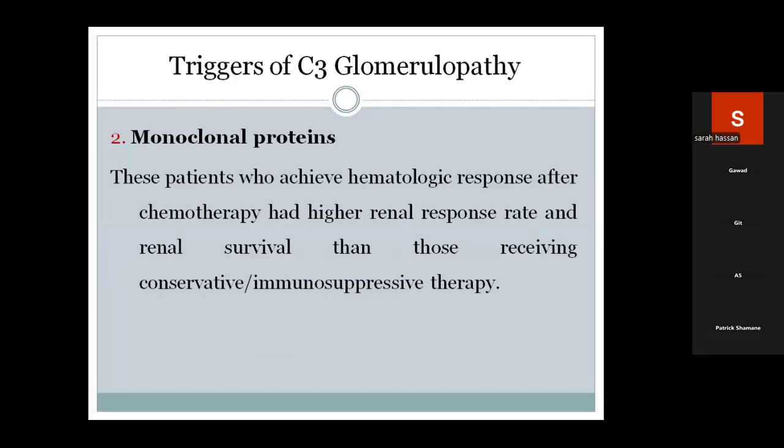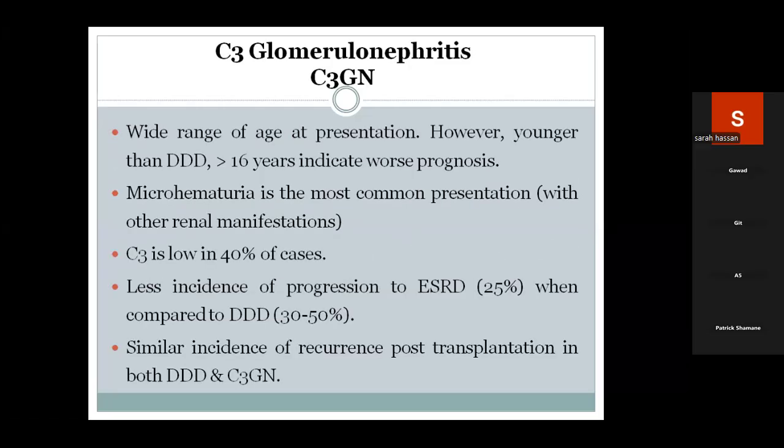C3GN: what's the difference between C3GN and dense deposit disease? Microhematuria is the most common presentation for both. C3 will be low also in C3GN. It has a lower incidence of progression to end-stage renal disease, but a similar incidence of recurrence post-transplantation in both C3GN and dense deposit disease.